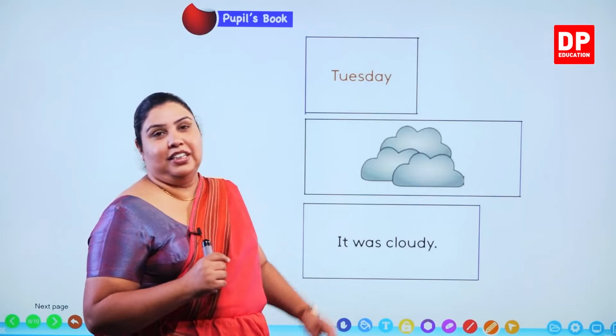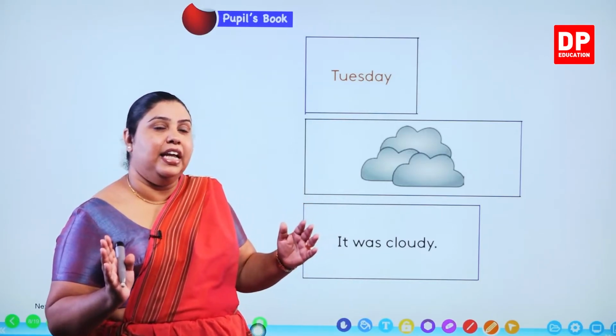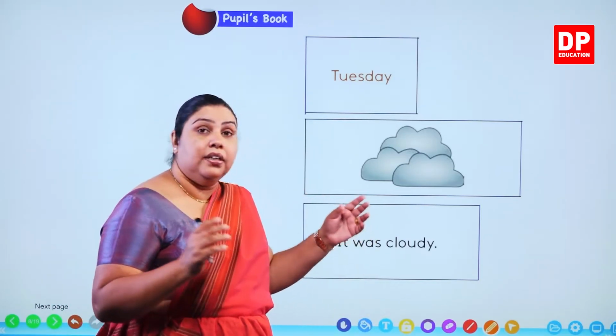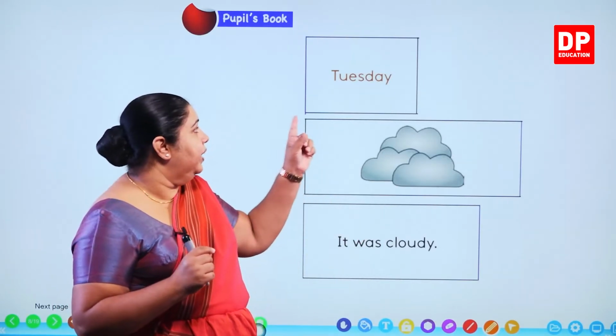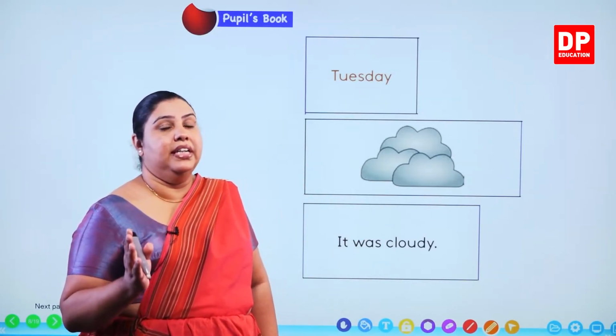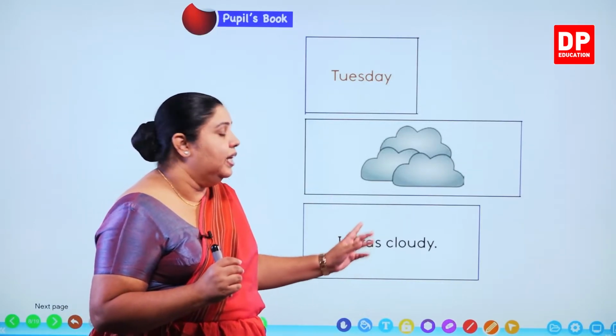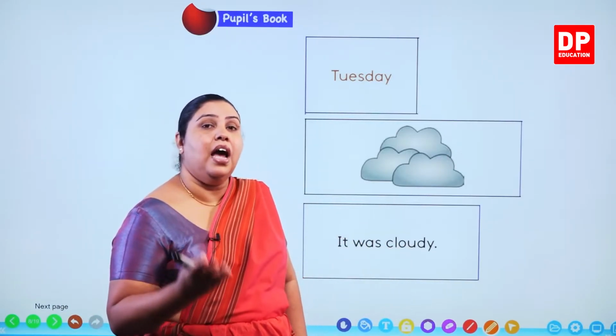They are dark clouds. So what do we call that day? It was cloudy. So what was the day like? It was cloudy. The day was cloudy.